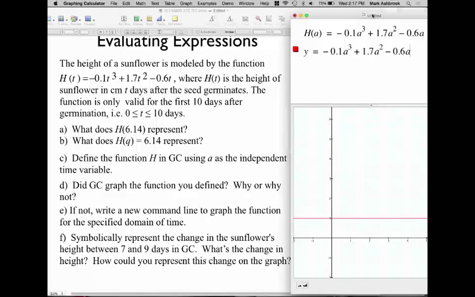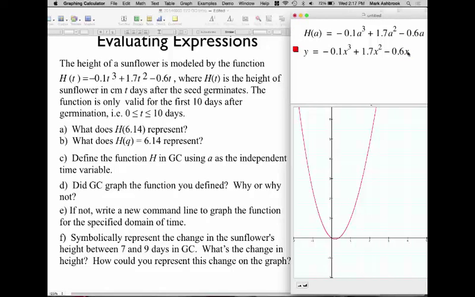Ready? There it is. Why? Because little a in GC's mind is 1. And so you're asking it to graph y equals whatever this turns out to be when a is 1. So it's just a number. So how do I fix this? Yeah, if I replace the a with x, okay? And then we'll get the graph.